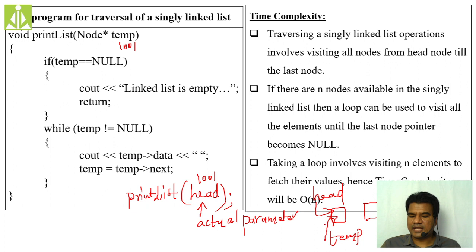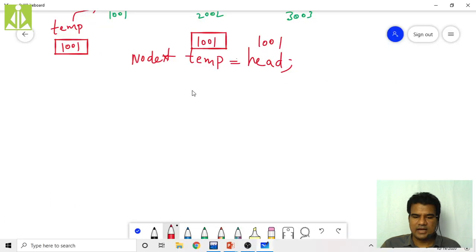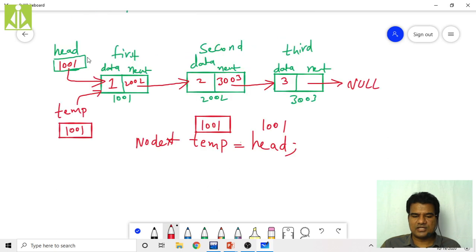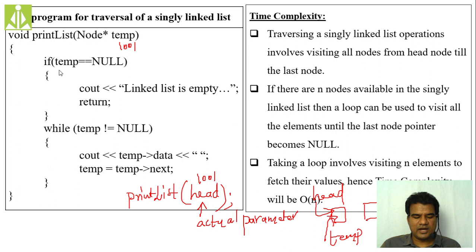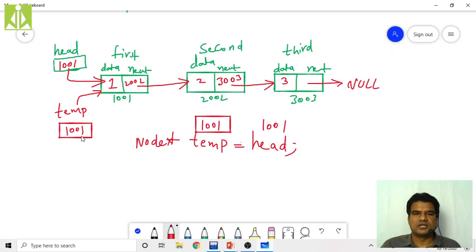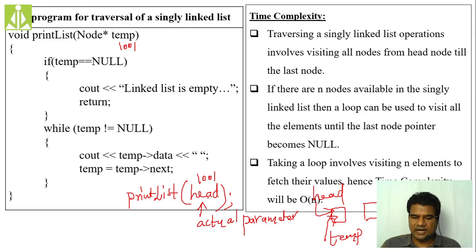First is the actual head and the second is temp. Like this it will have. Next, we are checking whether temp is null or not. If head is null, then temp also becomes null, because whatever we have inside head, the same thing will get copied into the formal parameter.